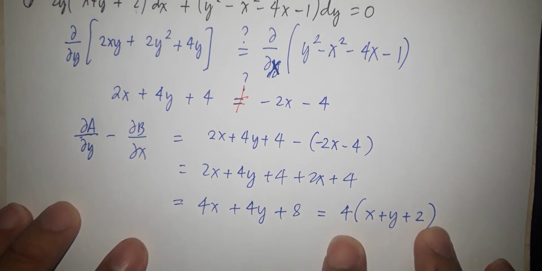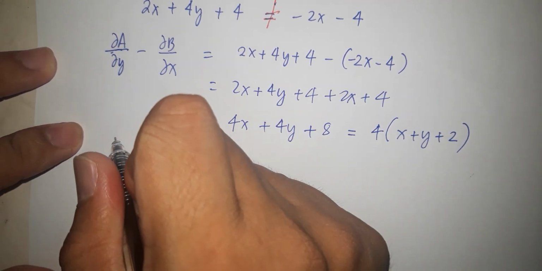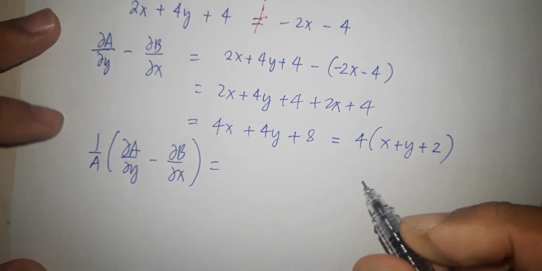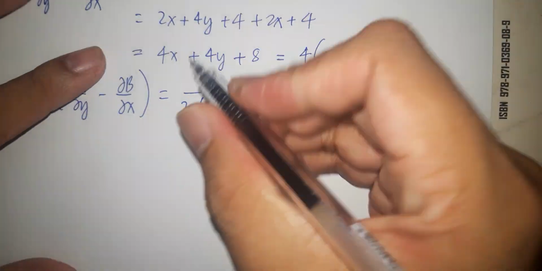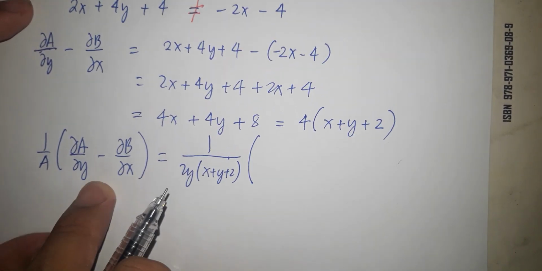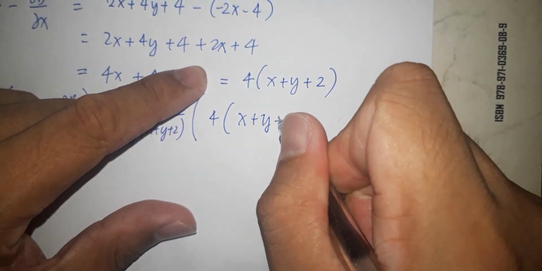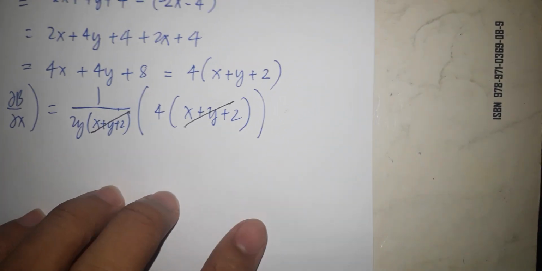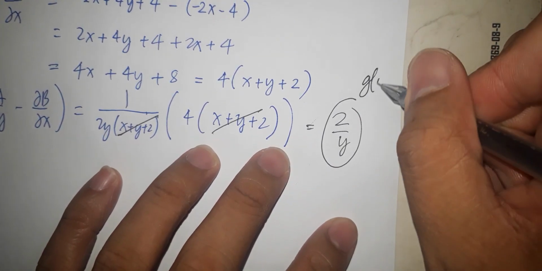So that is mas madaling i-divide with respect to our a. So ibig sabihin, ang gagawin natin is 1 over a, partial derivative ni a with respect to y minus partial derivative ni b with respect to x. Our a is 2y, quantity x plus y plus 2, multiplied by partial derivative of a with respect to y minus partial derivative ni b with respect to x, which is 4 quantity x plus y plus 2. And that cancels out. And which gives you 2 over y, which is purely a function of y.